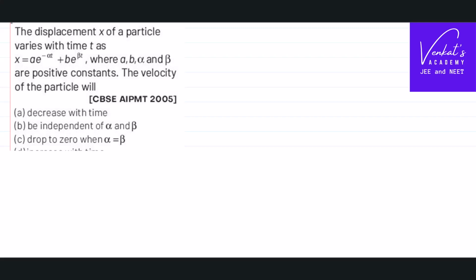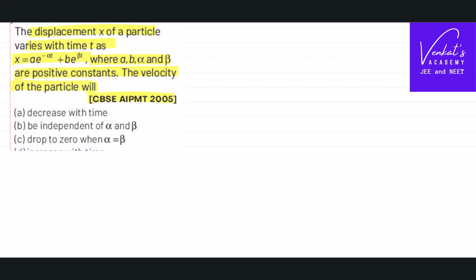It is given in this CBSE AIPMT 2005 question that the displacement x of a particle varies with time as a given equation, where a, b, alpha, beta are positive constants. What is the velocity of the particle?